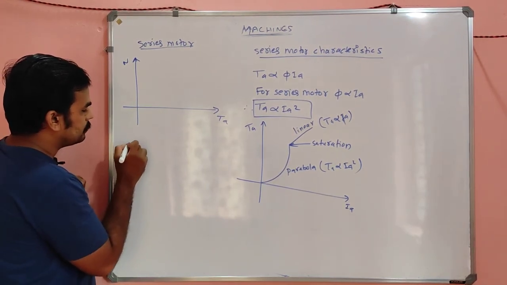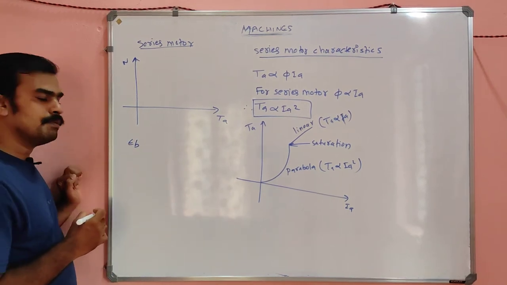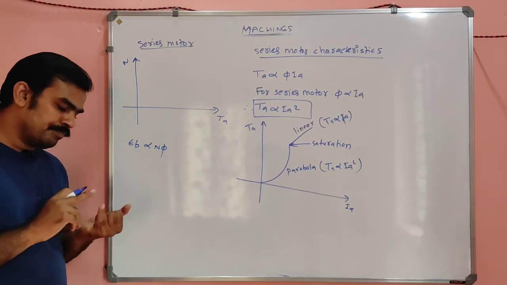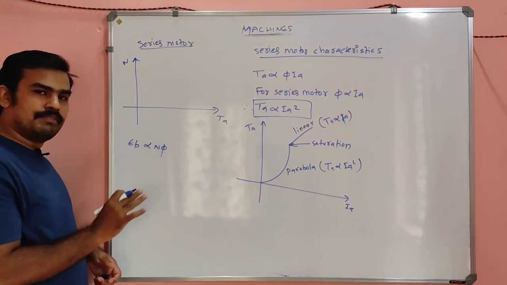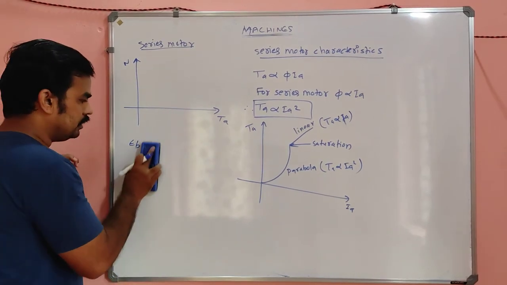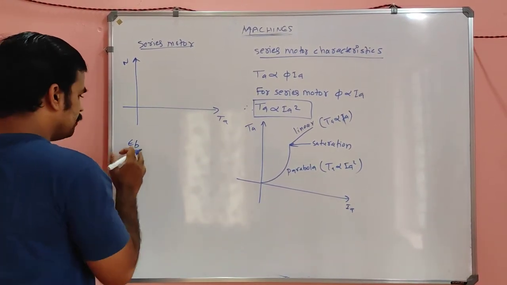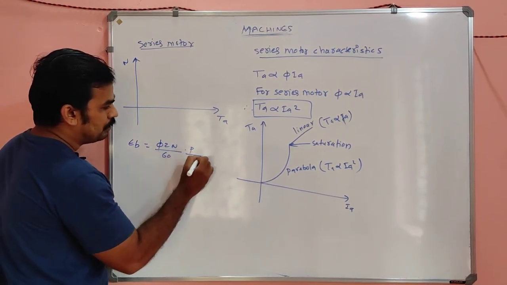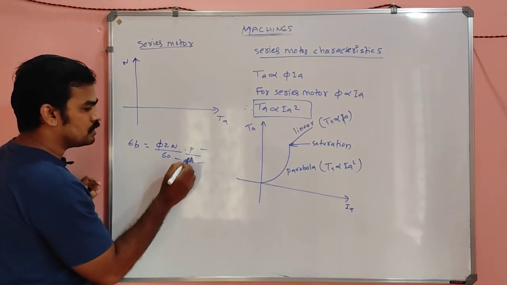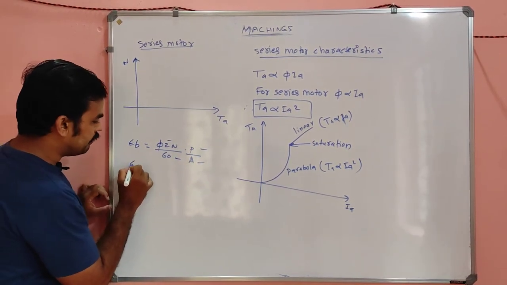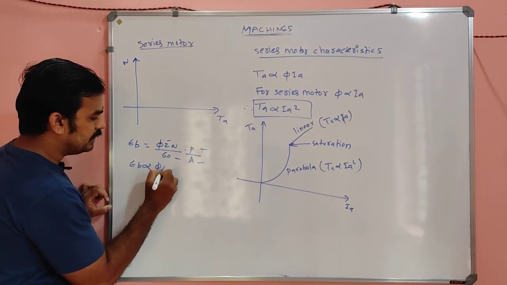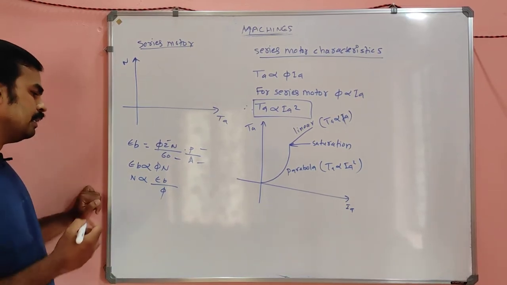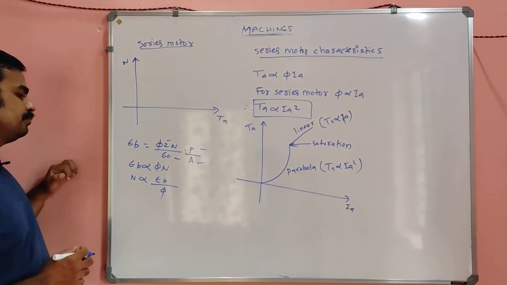We have EB, that is nothing but the back EMF in the motor, directly proportional to N into phi. Am I correct? Because everything except that will be constant. I will write from the beginning so that it will be easily understood. The back EMF equation in the DC motor is phi Z N by 60 into P by A. P is a constant, A is a constant, 60 is a constant, Z is a constant. So you can write EB proportional to phi into N, or N proportional to EB by phi.